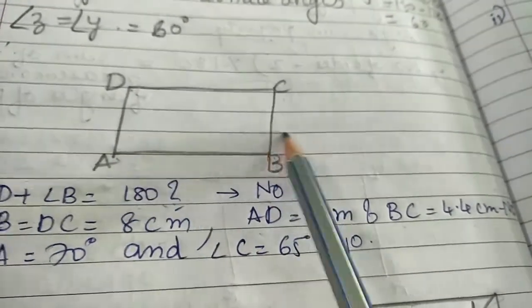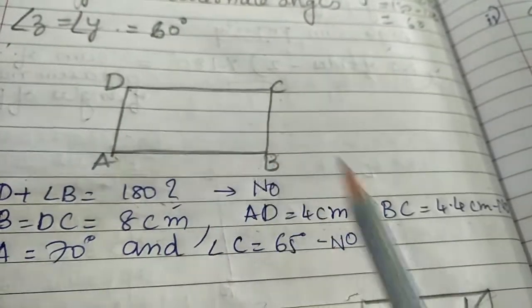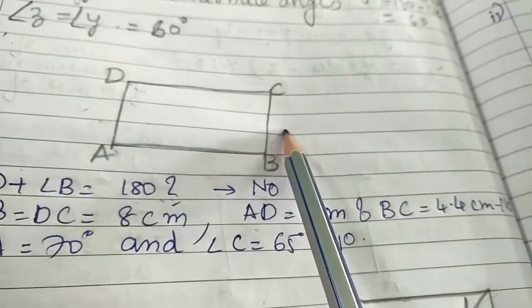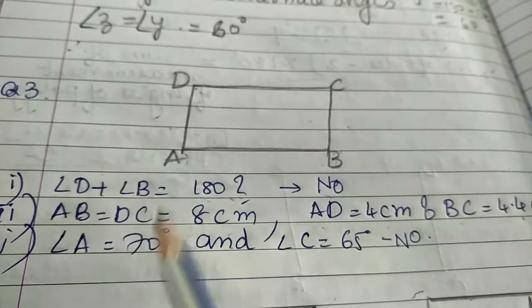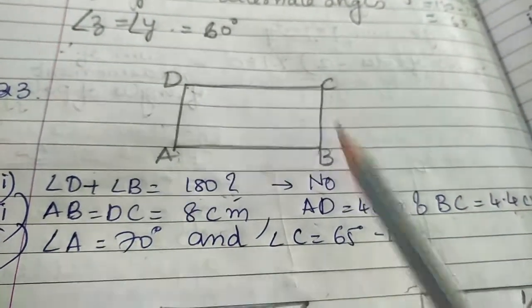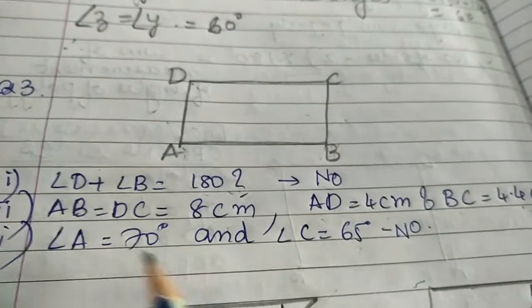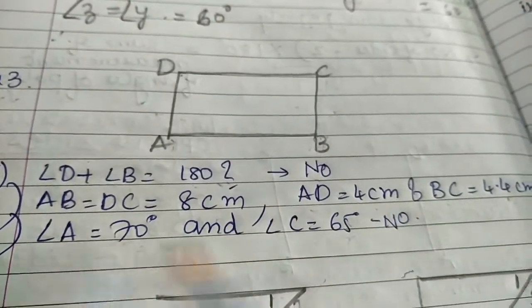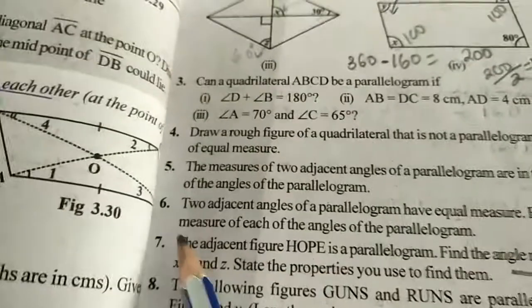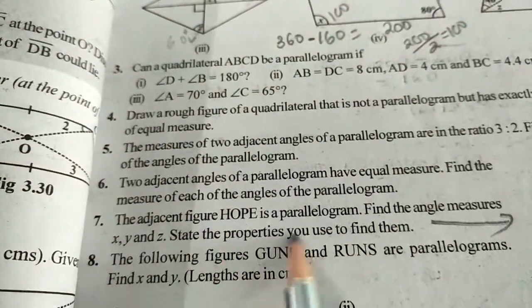It is not possible because opposite sides are equal. So if this is 4, this also has to be 4. It can't be 4.4. Now angle A is equal to 70 and angle C is equal to 65. This is also not possible because opposite angles are equal, and they are not equal. Now we directly go to question number 7.